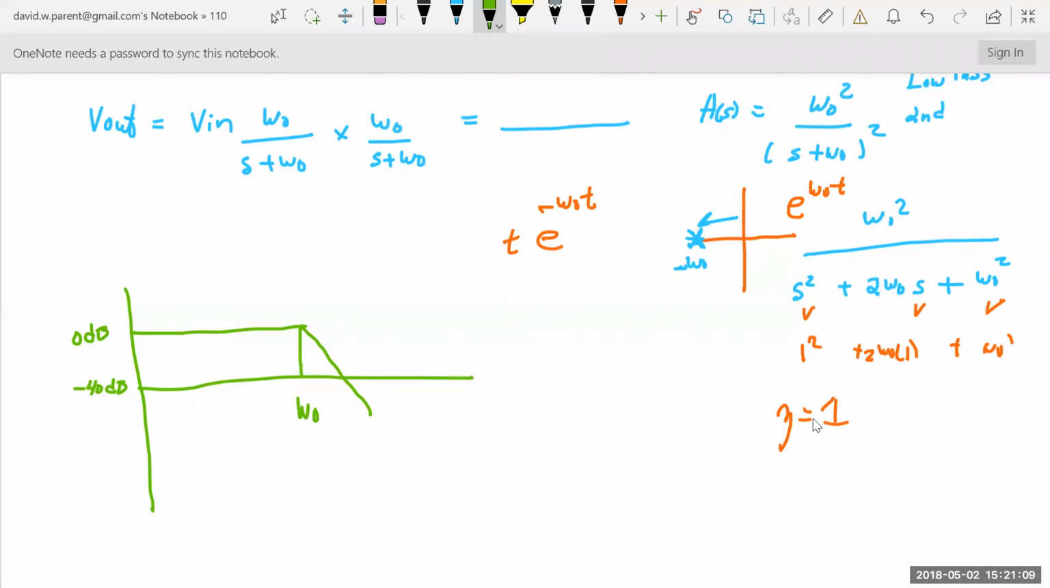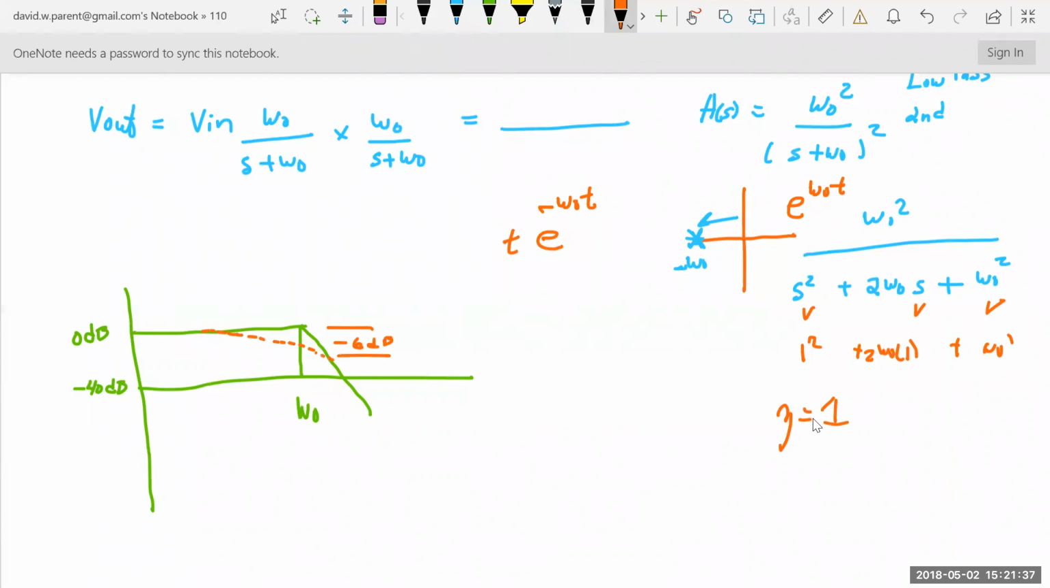Now, we can't use this to do our system extraction. This is the asymptotic Bode plot, because in reality, what will it really do? It'll do this, and it'll be minus 6 dB down.